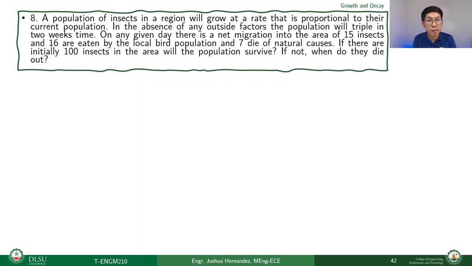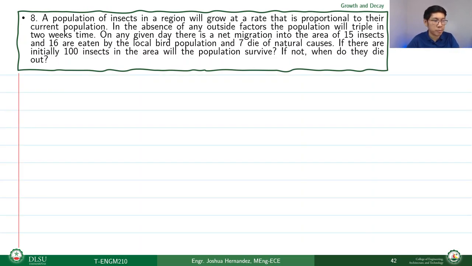So a population of insects in a region will grow at a rate that is proportional to their current population. In the absence of any outside factors, the population will triple in 2 weeks' time. On any given day, there is a net migration into the area of 15 insects and 16 are eaten by the local bird population and 7 die of natural causes. If there are initially 100 insects in the area, will the population survive? If not, when do they die out? Okay, so let's solve this problem. Medyo tricky tong problem to, no, from Dawkins.